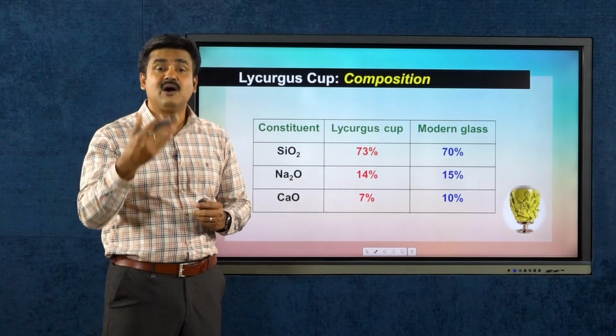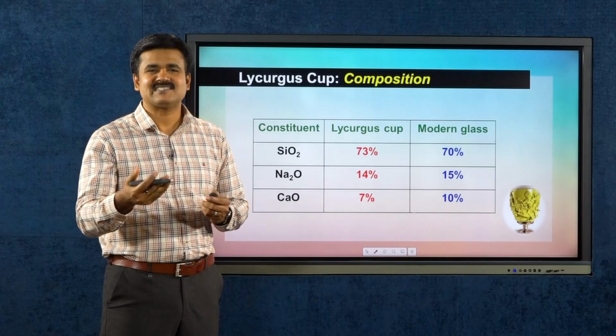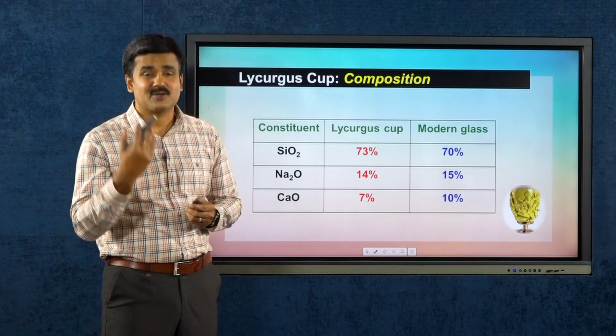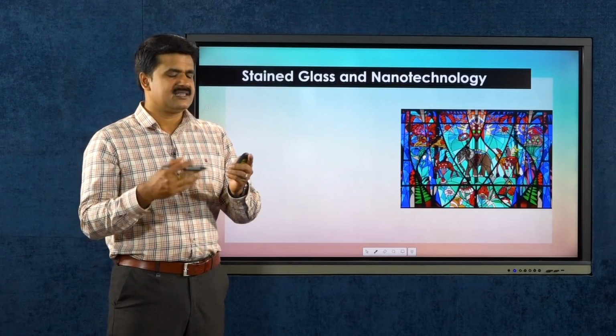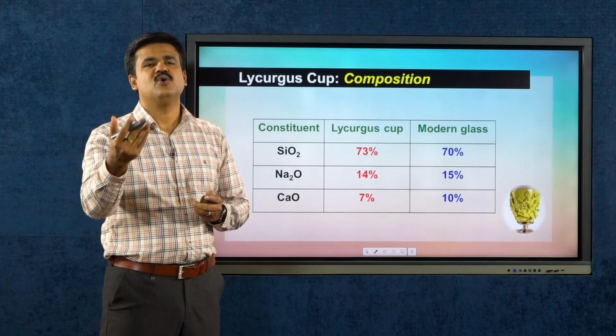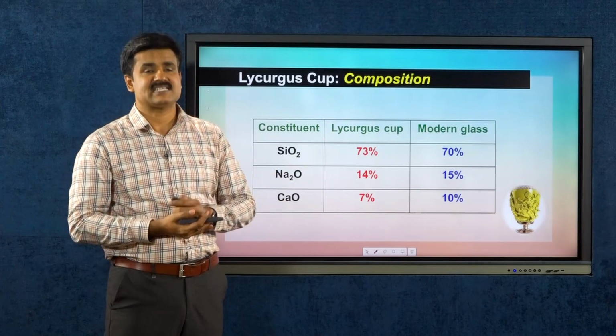Then how is there a difference in properties? The difference in properties is mainly in the form of dichroism, and dichroism is due to the presence of gold and silver nanoparticles. That is all about the discussion on Lycurgus cup.